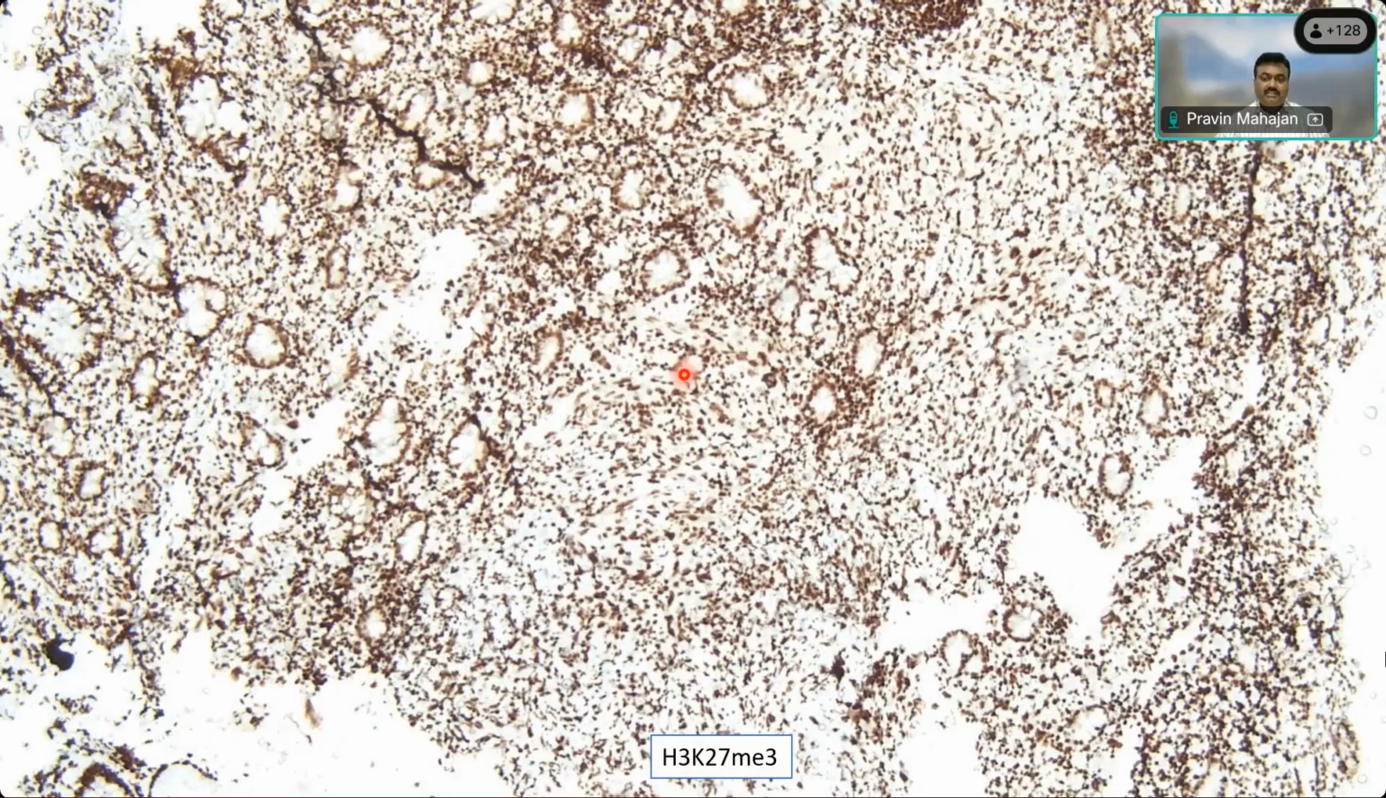So I did H3K27me3, which was retained. Usually they show loss, not in all cases, but at least 50% or maybe more can show this histone molecule loss, and that also confirms MPNST. But at this site, with this morphology, this is definitely a spindle cell melanoma and not a malignant peripheral nerve sheath tumor.